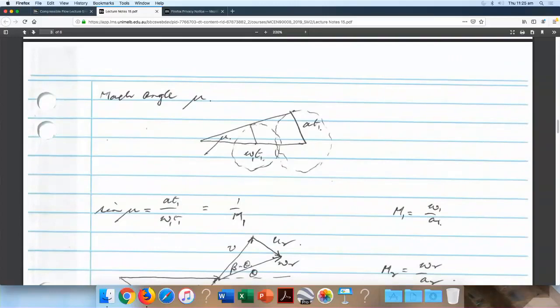So I've said that sine mu is this distance here, which is A T1, over this distance here, which is W1 T1, and they cancel, and it's 1 upon the Mach number. Yes? Along this path, A doesn't change? A doesn't change. No, only for this case, not for beta.